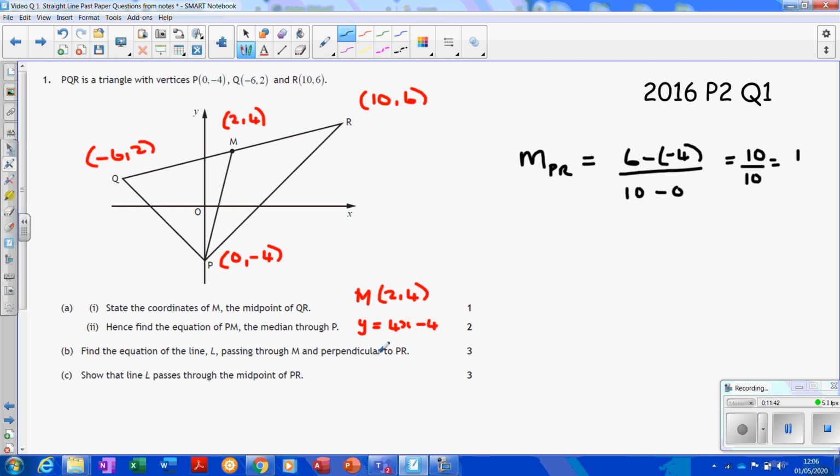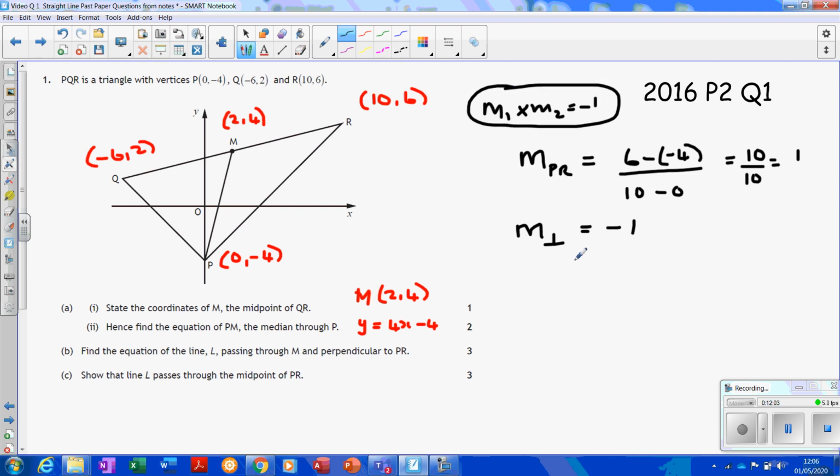So we want the line that's perpendicular, so the perpendicular gradient. Remember, two gradients multiplied together give you minus 1, so M1 times M2 equals minus 1. So the perpendicular gradient has got to be equal to minus 1.